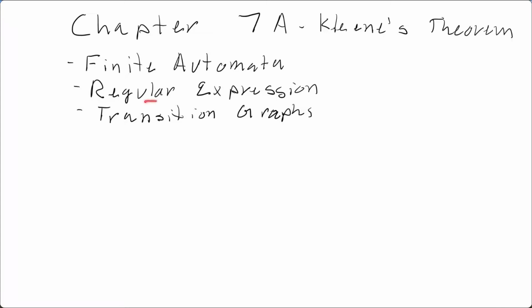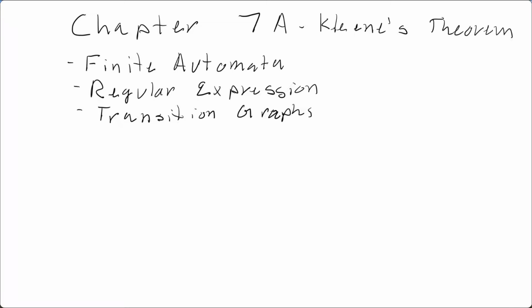The first question is: we have these three methods of declaring or defining a language. We could define it with a regular expression, with a finite automata, or with a transition graph. Now the question is, which one of these three methods is the most powerful? Not the easiest to use or the easiest to understand, but the one that can define the most number of languages.